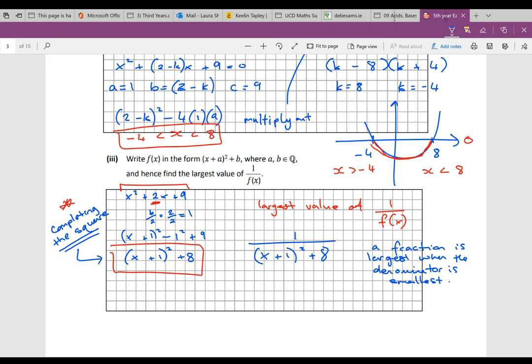Now, given that this is squared, this will always be positive. So I can't ever take away from this 8, so 8 will be there anyway. Now, this will be smallest at x equal to -1. I'll have 1 over (-1 + 1) is 0, plus 8, so 1 over 8. That is as small as the denominator can get, so 1/8 is the largest value. Because any other value, if x was 0, for example, 1 squared is 1, 1 plus 8 is 9, so 1/9, which is smaller than 1/8. That's an important point to note as well: a fraction is largest when the denominator is smallest.